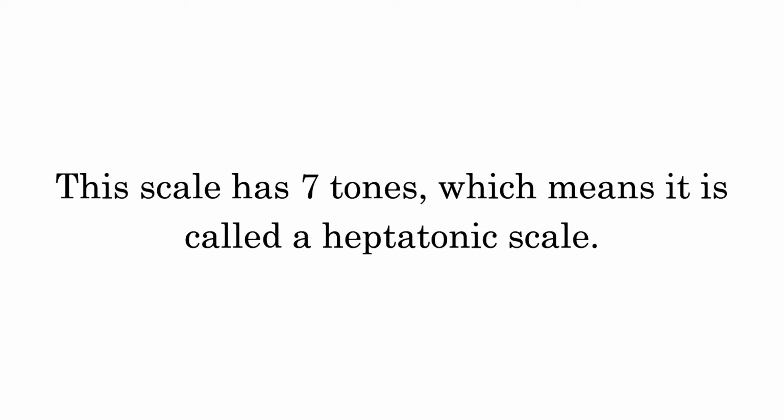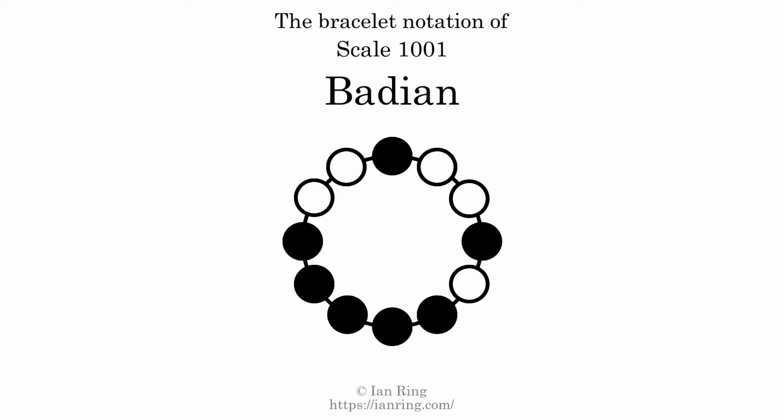This scale has 7 tones, which means it is called a heptatonic scale. This is a bracelet notation diagram of scale 1001. The shaded circles represent tones that appear in the scale, and they are read clockwise, starting at the top.